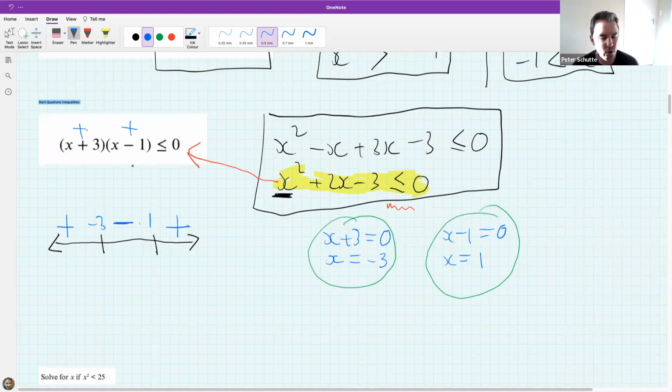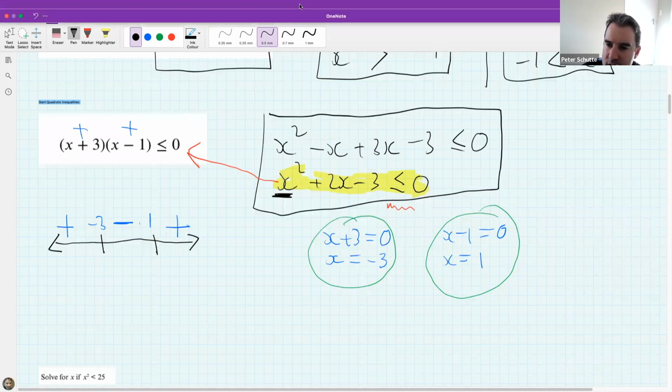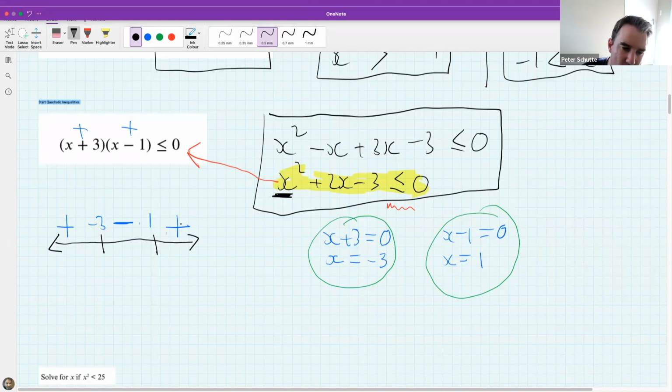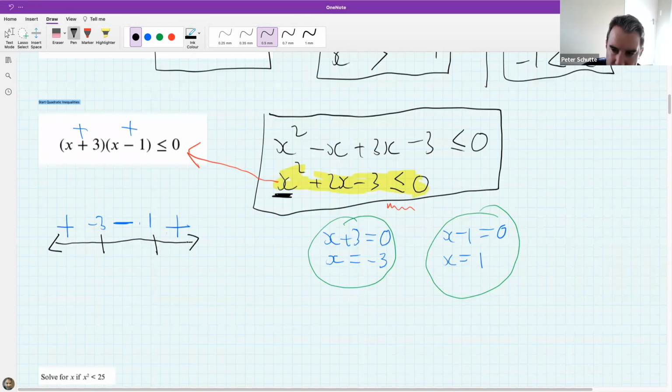Looking at my sign table, what values of x do I need to have an expression which is negative or equal to 0? Who would be willing to take a go at this? If I had to draw in what region of my number line will be the answer, given that I'm looking for when it's negative or equal to 0. Any ideas? So it's positive if it's greater than 1. It's negative between -3 and 1. And it's positive when x is less than -3.